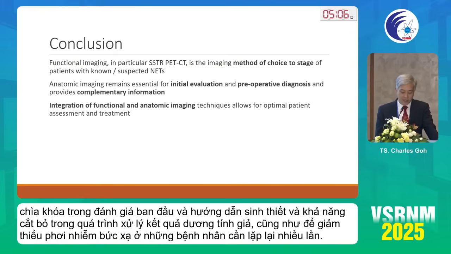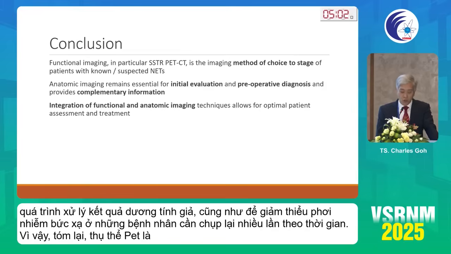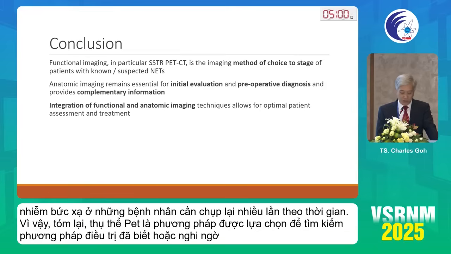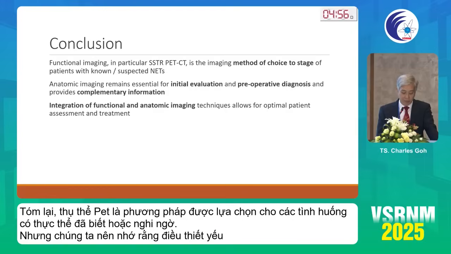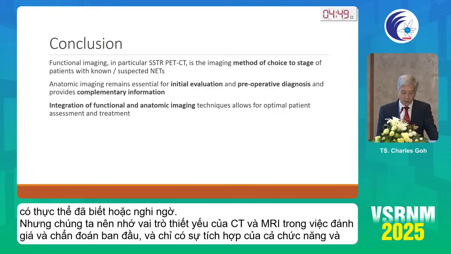So, in conclusion, receptor PET is useful to stage patients with known disease, but we should remember the essential role of CT and MR in initial evaluation and diagnosis. And only the integration of both our functional and anatomic techniques will allow for optimal patient assessment and treatment.